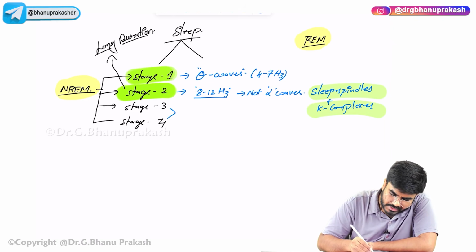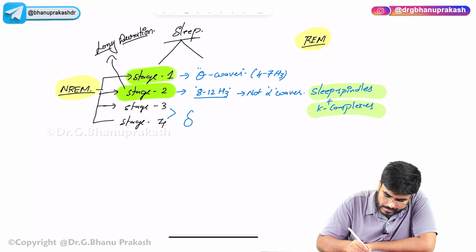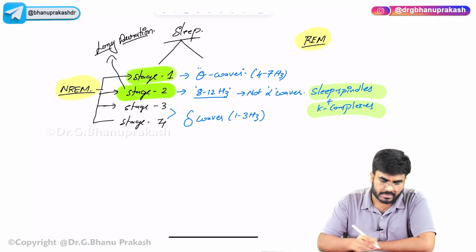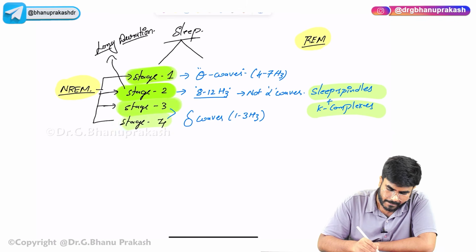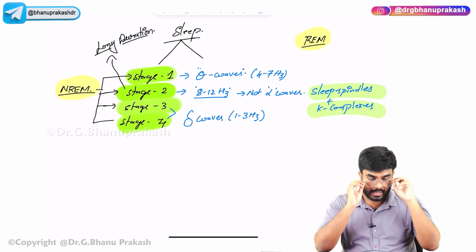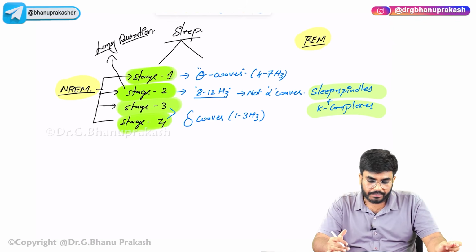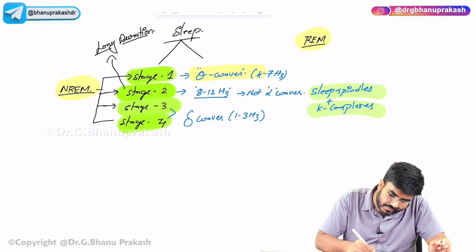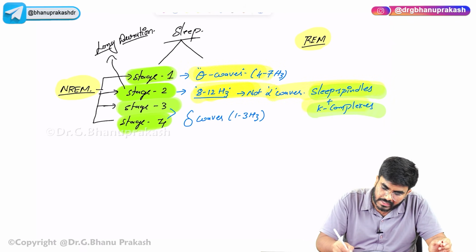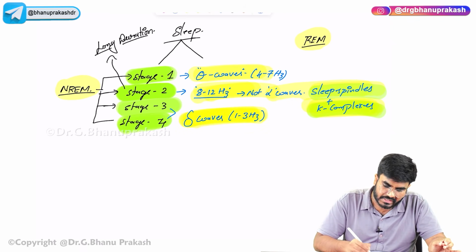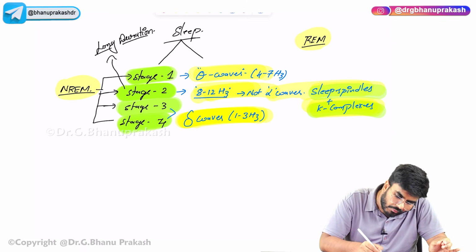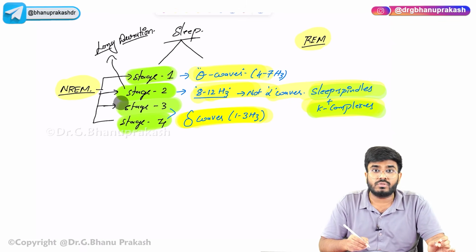Stage 3 and 4 are deep sleep. Which waves are seen? You are going to see delta waves, with a frequency of 1 to 3 hertz. So, different stages NREM 1, 2, 3 and 4 and their different EEG waves: theta waves, sleep spindles and K complexes, and in stage 3 and 4, the deep sleep, delta waves. Now I want you to know some abnormalities.